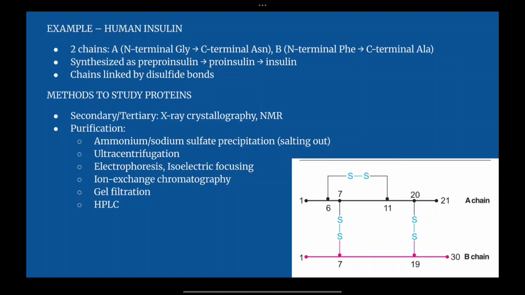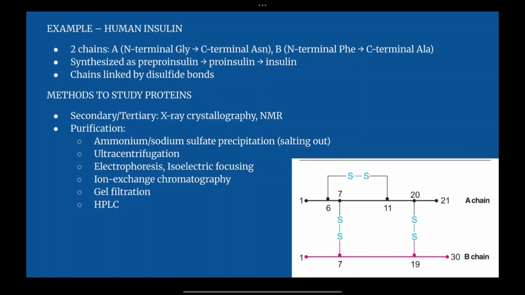Ammonium or sodium sulfate is added to the protein and salting out is done. That is by heating up the protein along with ammonium or sodium sulfate, you obtain certain proteins. That protein is tested for the presence of the protein. Now ultracentrifugation is you centrifuge the protein in a test tube at a high speed rotation, which will give you the protein as a layer.